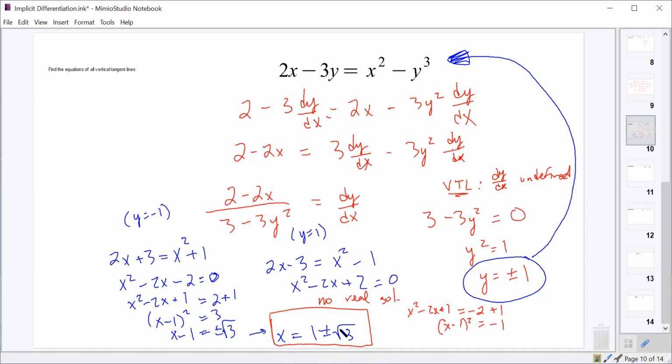We have to make sure of one other thing. We have to make sure that the x and or the y values don't make the derivative indeterminate.